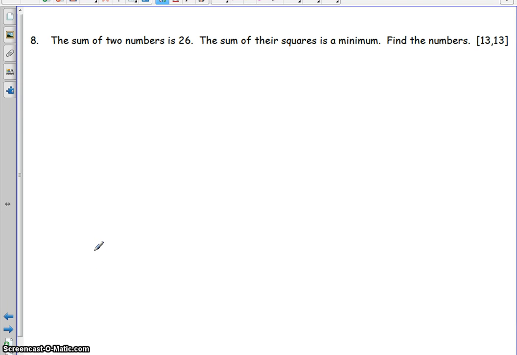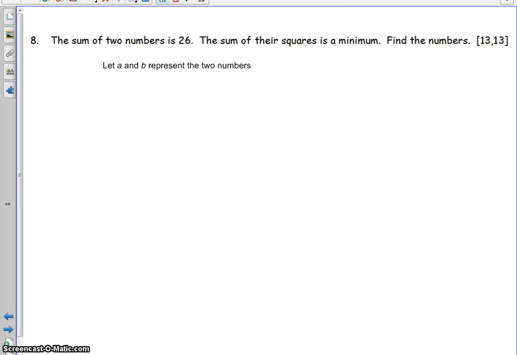Alright, for this word problem here, we're told that the sum of two numbers is 26, and the sum of their squares is a minimum. Find the number. So it doesn't look like there's a lot of information given, but there actually is a lot. It can be a little bit confusing to try and set up, though. So first of all, we're looking for two numbers, right? So let's try and set up let statements for them.